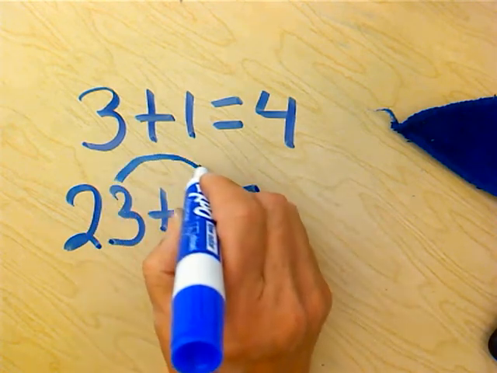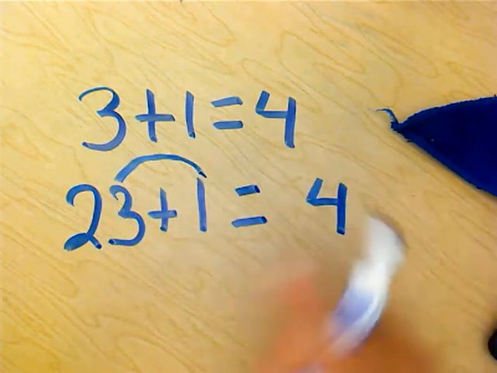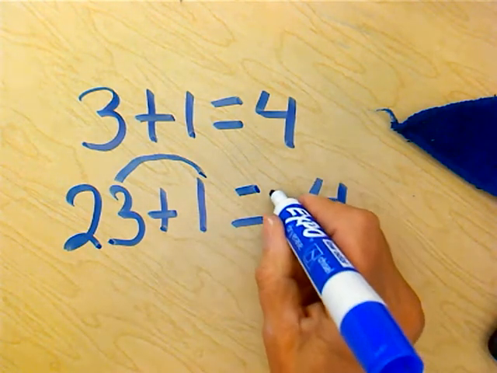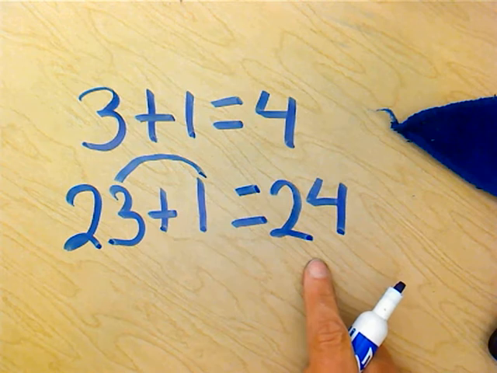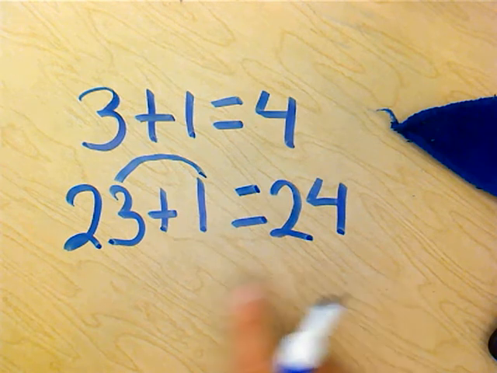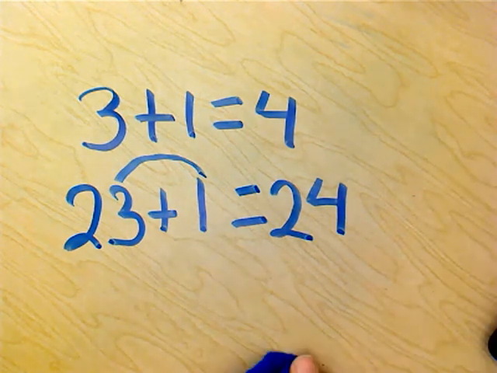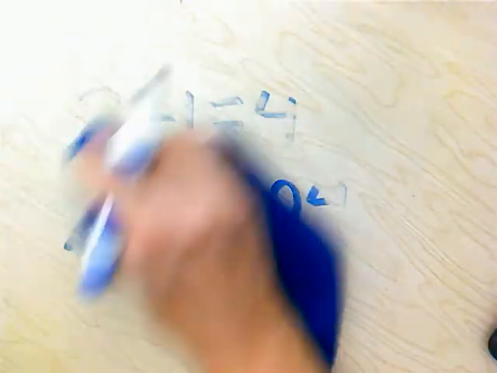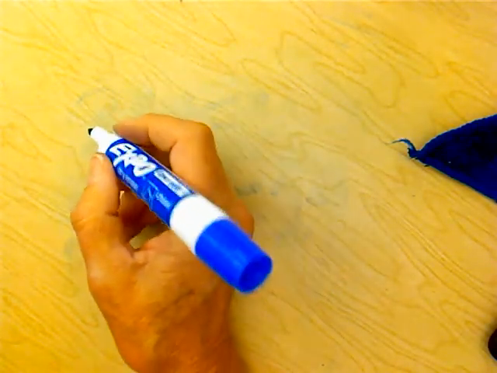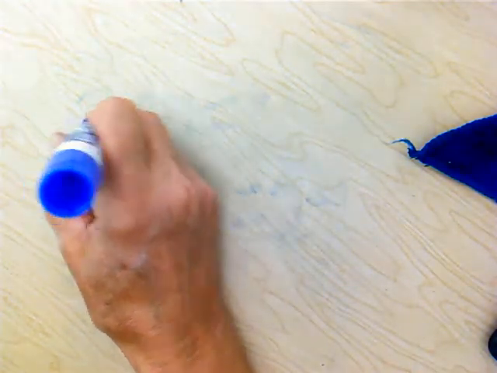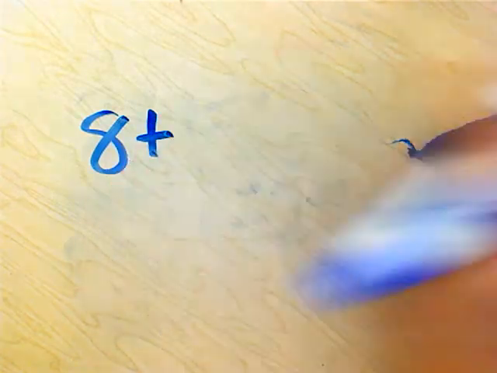I already know that 3 and 1 are 4 ones, and how many tens do I still have? I have 2 tens. So 23 plus 1 is going to give me 24. Just like we saw in the sprint pattern, we are using basic facts to help us solve larger number problems.